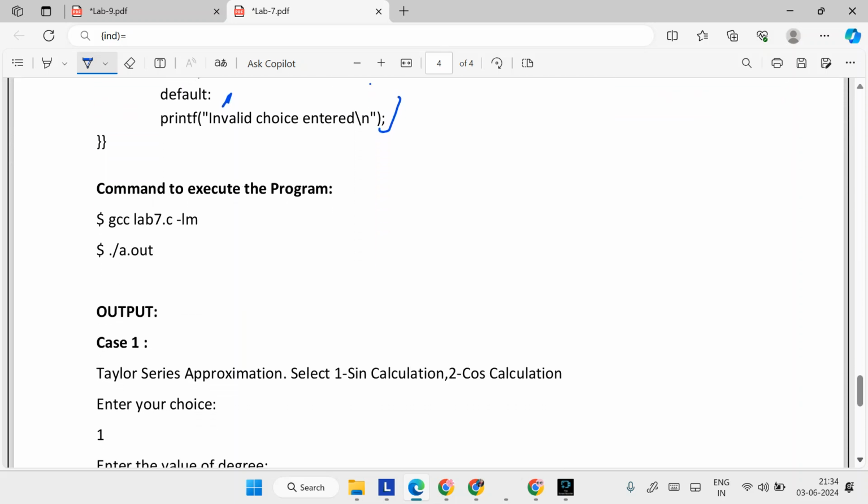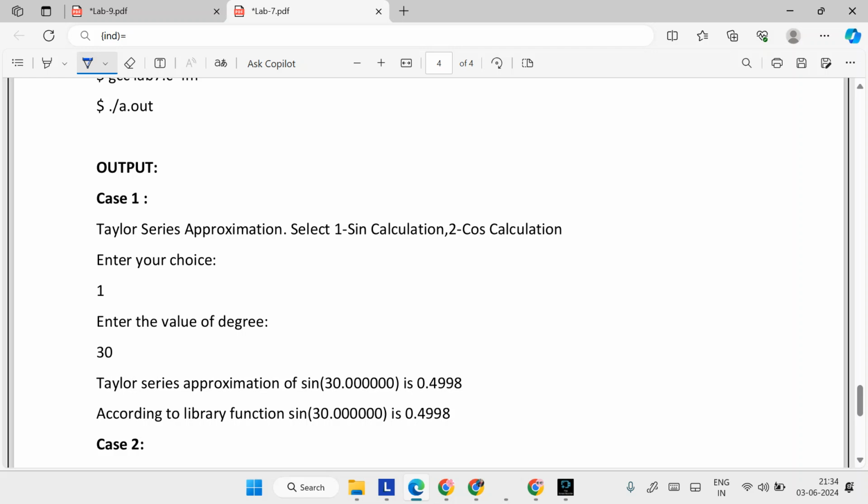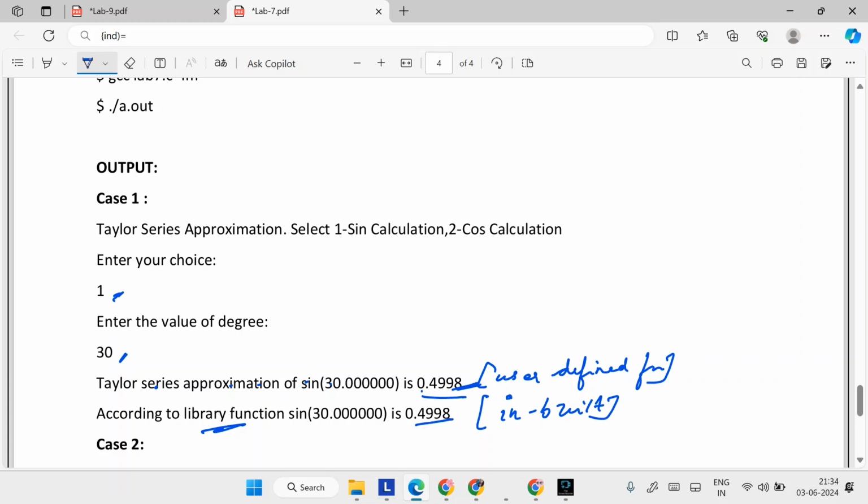Then you will execute the program. I've given the value as enter the choice is 1. The degree is 30. So it is saying Taylor series approximation of sin 30 is 0.4. This is using your user defined function, and this is according to your library function. It is based on your inbuilt function. So inbuilt function value and user defined function value both are matching.